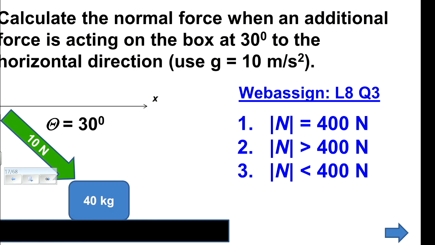Now, what do you think? So I'm not asking you for the actual value. I'm just asking you how would it change? We have calculated that when this object was just resting, normal force was equal to 400 newtons. Now we're just pushing it. Imagine you're pushing a shopping cart. So this is an additional force of 10 newtons. Would it change the normal force? If it would, how?